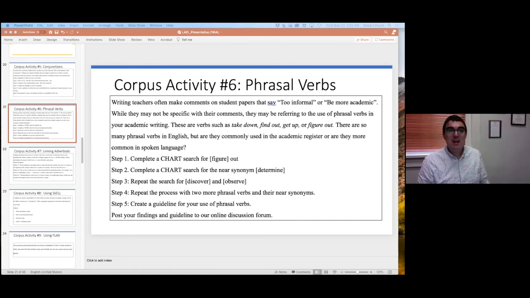Okay, great. I think I'm still sharing. I'm gonna close that for the moment. Phrasal verbs to linking adverbials.